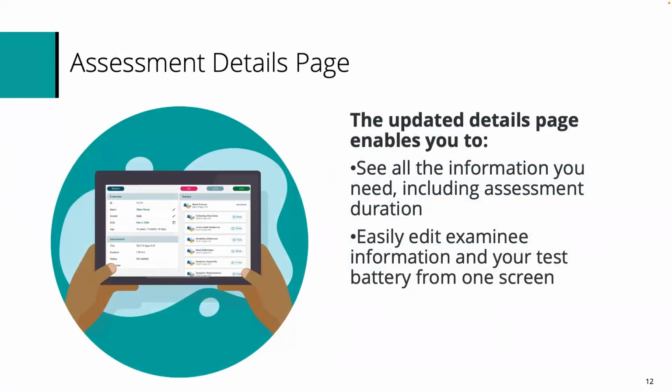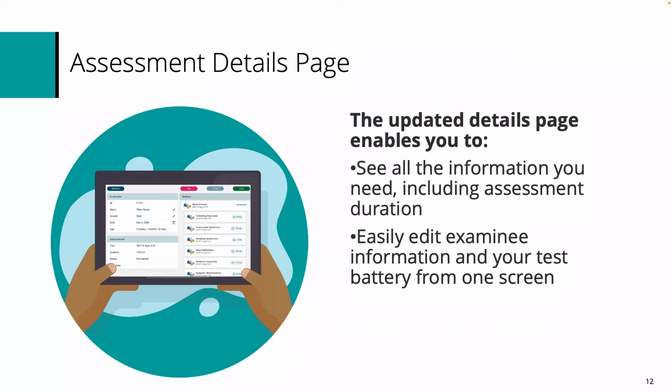Okay, next up is the assessment details page. So think about when you have created an assessment session and you open that assessment session on your iPad. So this is what it looks like today. So in the new assessment details page, you're able to really see everything that is important to you. So your examinee demographic details, the assessment details in terms of how long it's going to take, what's the status, when the start date is. And then on the right side, you'll be able to see all the subtests that you have scheduled for that day.